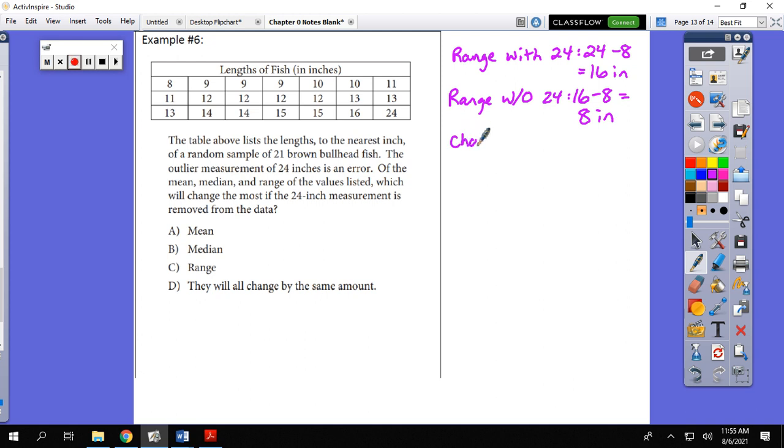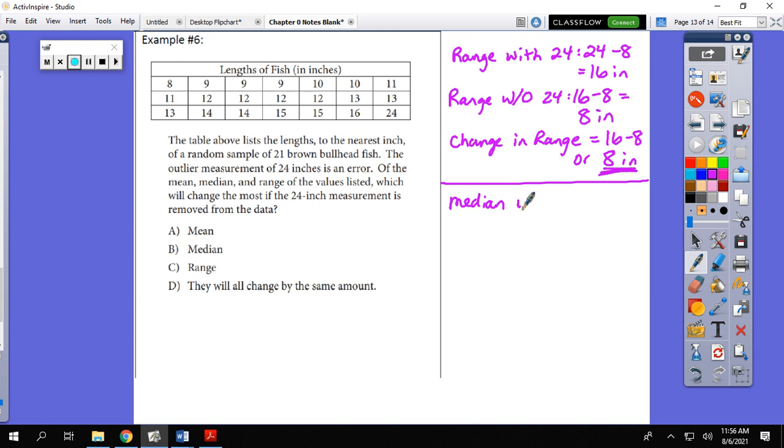So the change in the range would be 16 minus 8, or 8, would be the change. So range is real easy to do real quick. Okay, we should be able to quickly go, oh, that's a pretty big change. The other one that's really easy to do is the median. Okay, the median would be the middle number in the middle row. It would be right here.